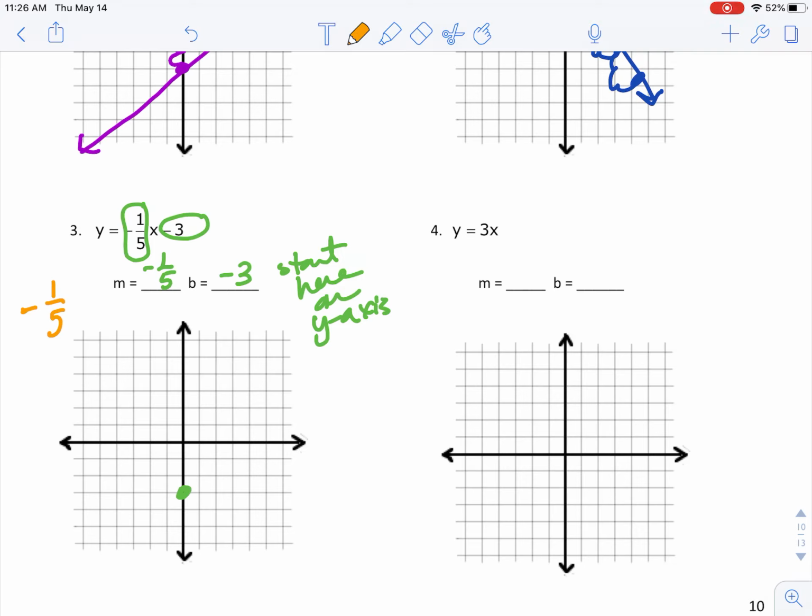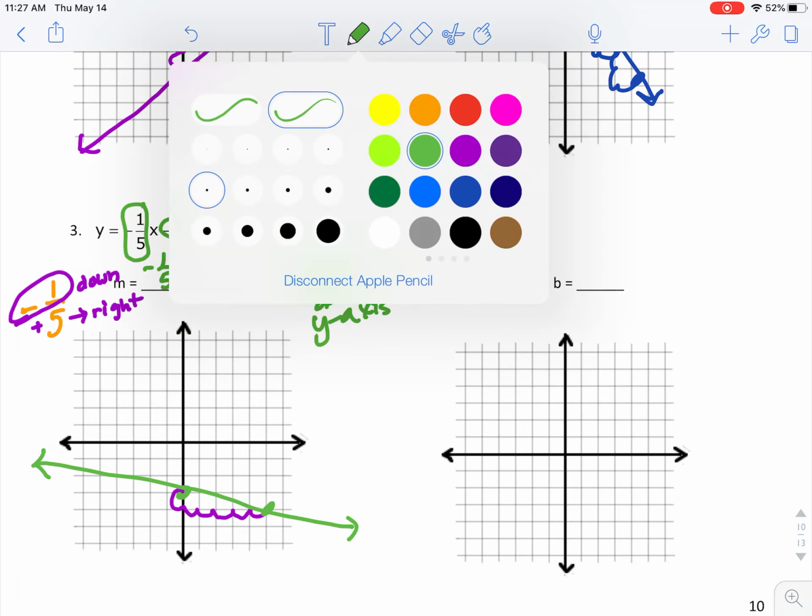So you have to decide, where is that negative going to go? Is it going to go to the top, to the bottom, or to both? What I want you guys to do is always send that negative to the top. So we're going to go down 1, and that leaves this a +5, so it's going to go right. So from here, I'm going to go down 1 and right 5. And then I do my second dot, and I draw my line. If it's a negative fraction, make the numerator negative and keep the denominator positive. All right, one more example.